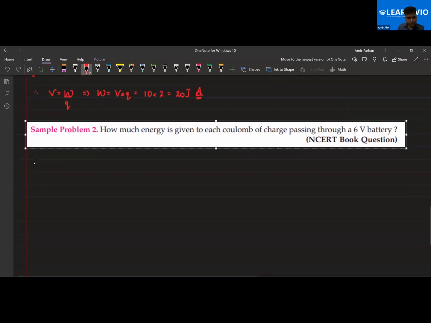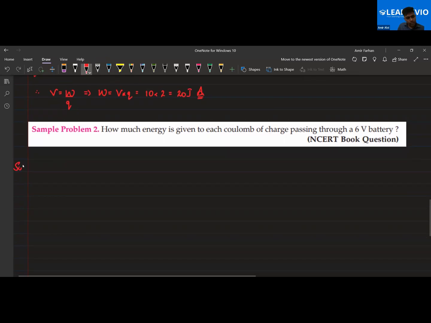It's very basic. The question is saying how much energy is given to each coulomb of charge passing through a battery of 6 volts. It is using the word battery, which means it is actually a potential difference, because a battery is basically a 2 point connection. One is higher potential, another is lower potential, right? So it is already saying that the potential difference between the 2 points is 6 volts, right? Next, the charge given is 1 coulomb. It says each coulomb, which means 1 coulomb of charge.